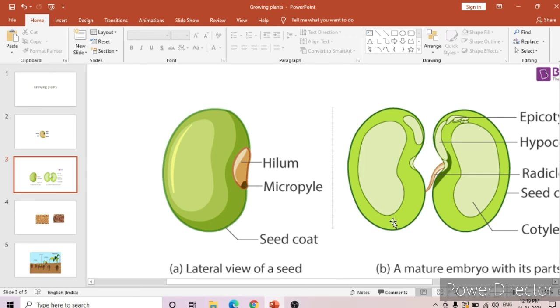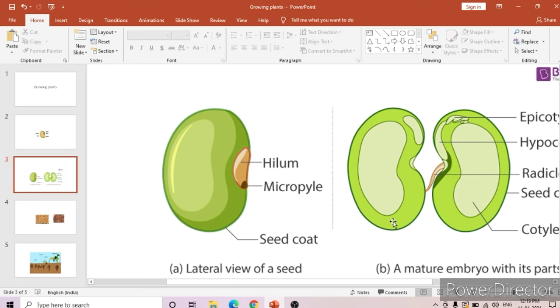This process is the same in monocots and dicots. The only difference between monocot and dicot is that monocots have a single cotyledon whereas dicots have two cotyledons. That's the only difference, children.